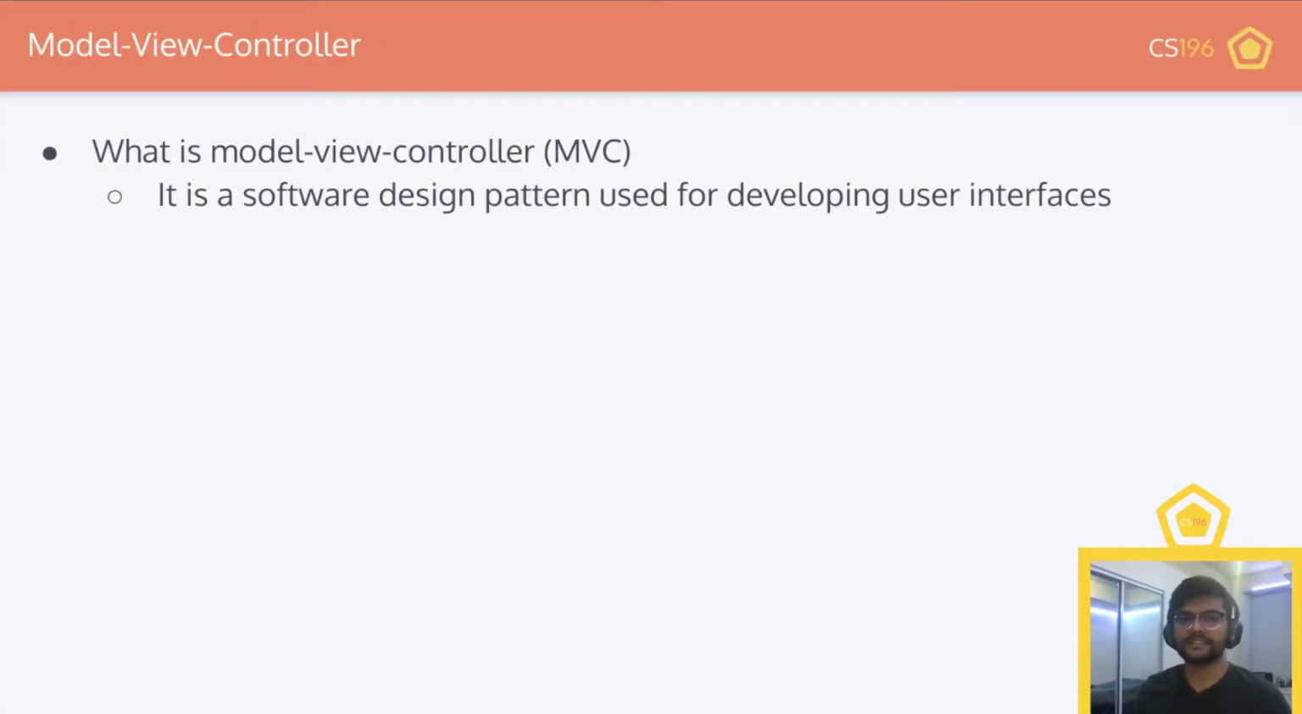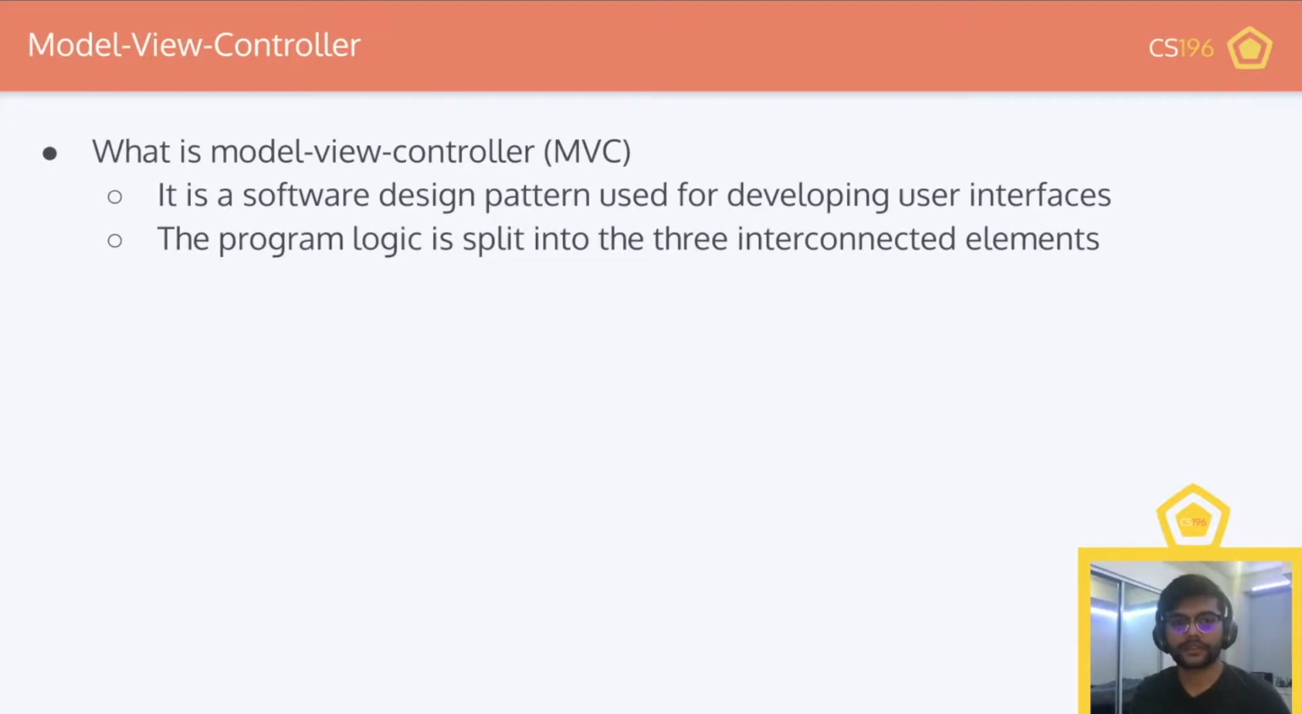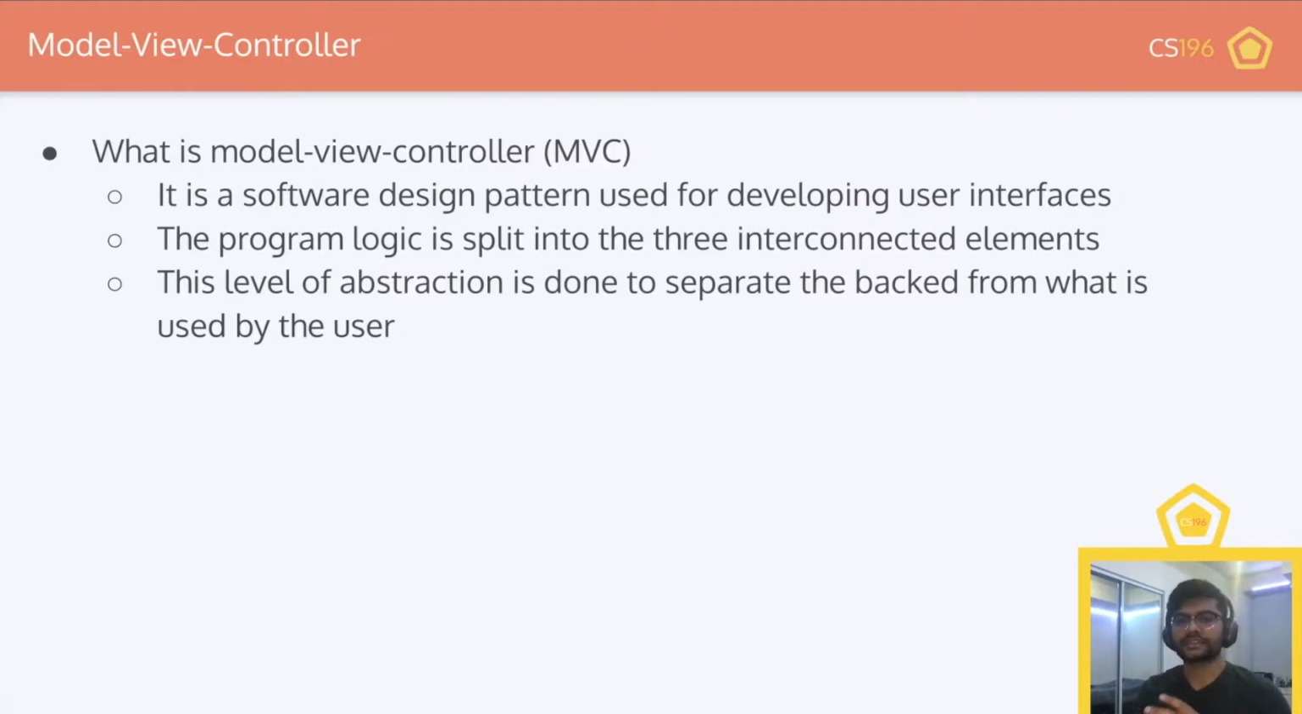So what is the model view controller, MVC, design? It's a software design pattern used for developing user interfaces. The program logic is split into three interconnected elements. This level of abstraction is done to separate the backend from what is used by the user. And abstraction is something you hear a lot about in computer science. There's a famous quote that any problem can be solved with enough levels of abstraction. Essentially, we want to separate things out, so we don't have to work with the nitty-gritty every single time.